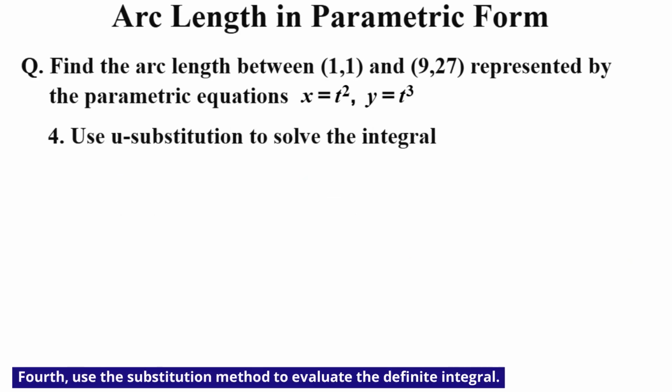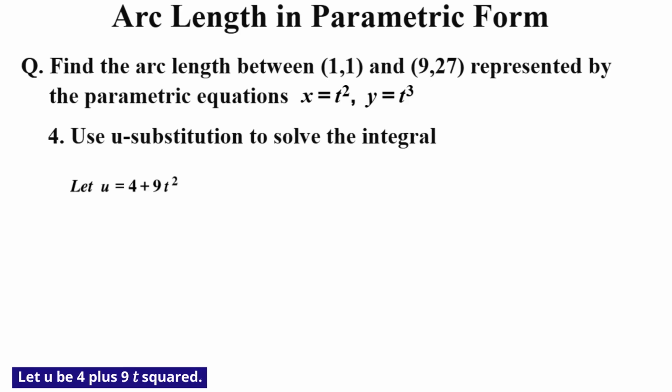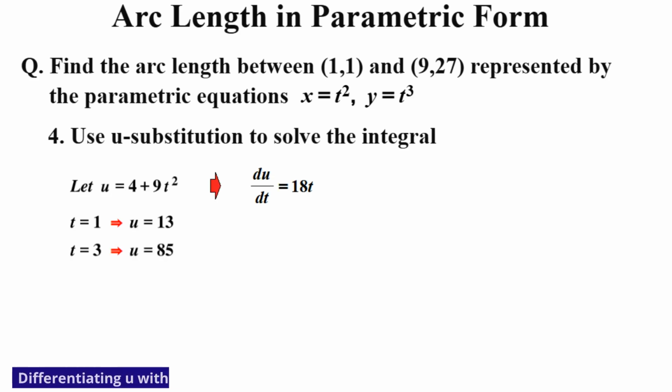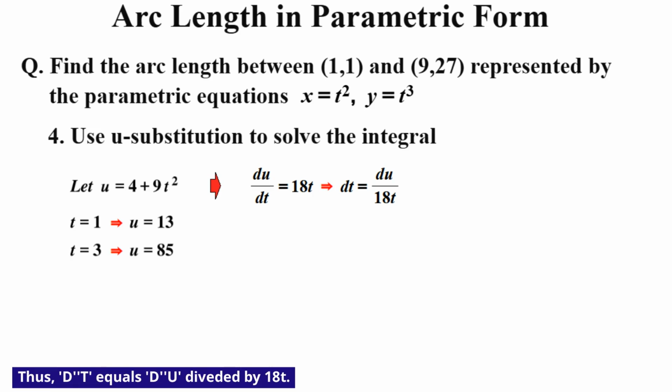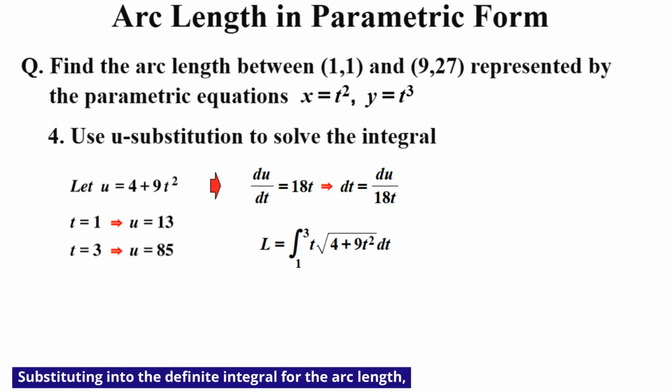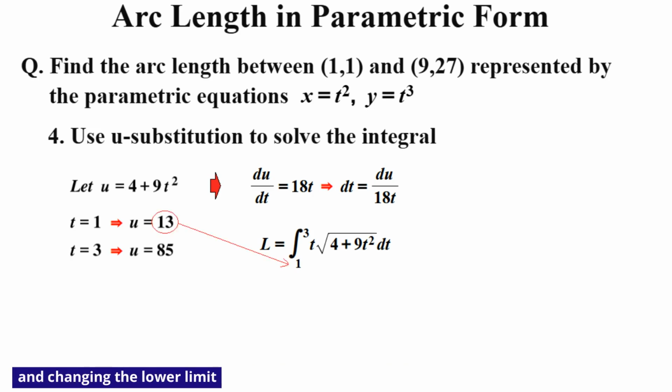Fourth, use the substitution method to evaluate the definite integral. Let u be 4 plus 9t squared. When t is 1, u equals 13, and when t is 3, u equals 85. Differentiating u with respect to t, we get 18t. Thus, dt equals du divided by 18t, substituting into the definite integral for the arc length, and changing the lower limit and upper limit of integration.